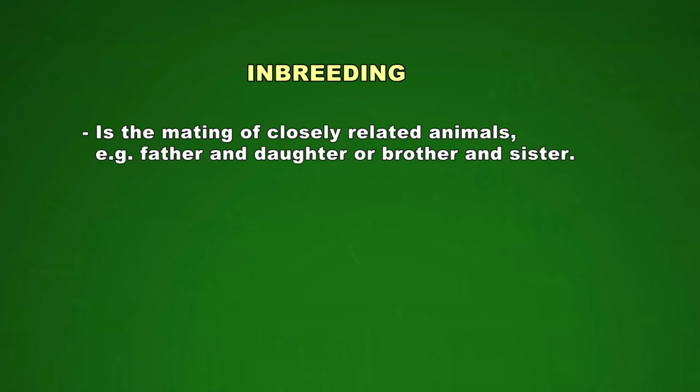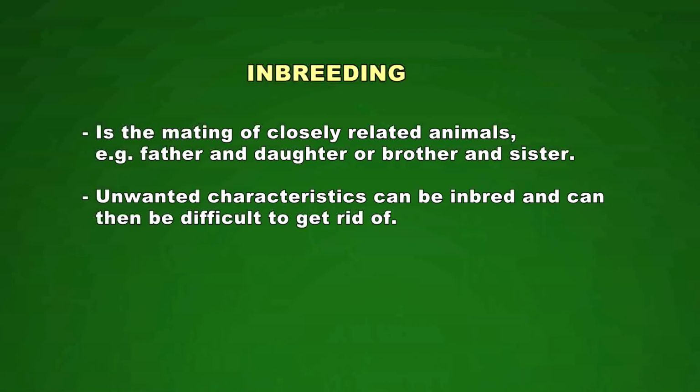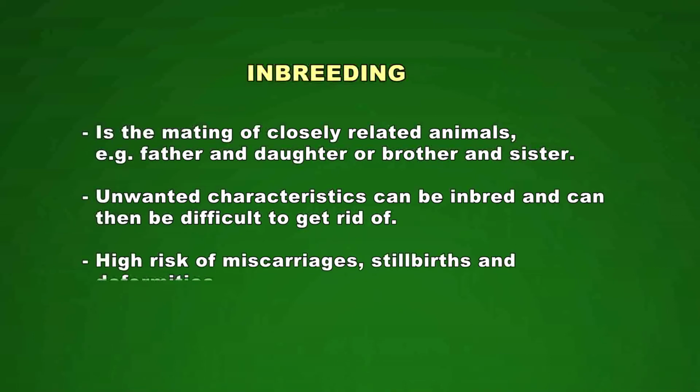Inbreeding is the mating of closely related animals. Example: father and daughter or brother and sister. The farmer only uses the same animals and their offspring all the time. The problem is that unwanted characteristics can be inbred and can then be difficult to get rid of. Inbreeding also leads to a high risk of miscarriages, stillbirths, and deformities.